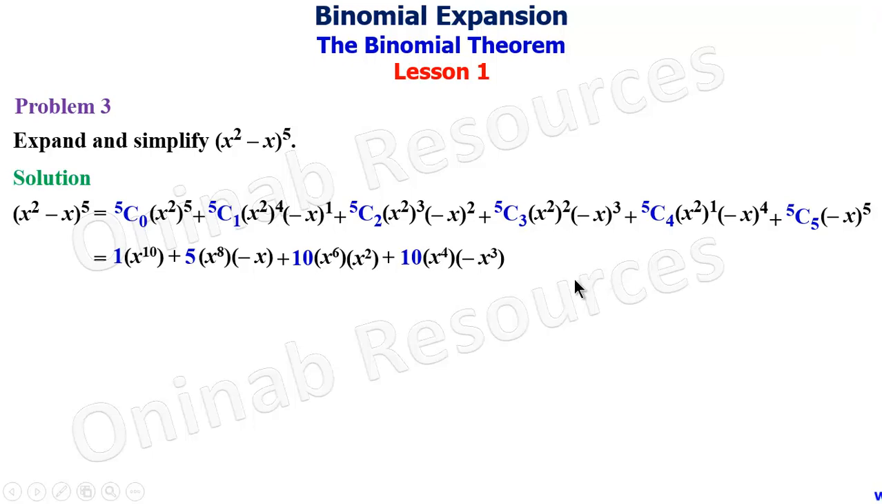5 combination 4 is 5. So we have it as plus 5x squared. Then x raised to power 4, because the index is even. So the next term, 5 combination 5 is 1. Then this is going to give us negative x raised to power 5.